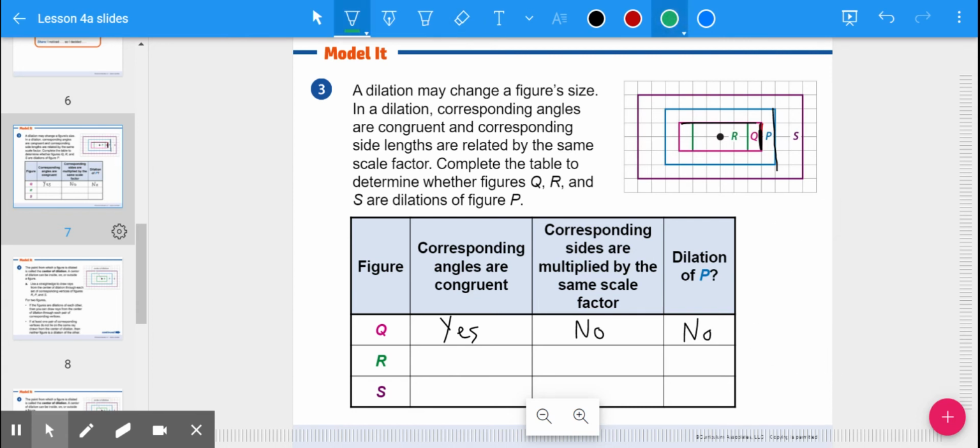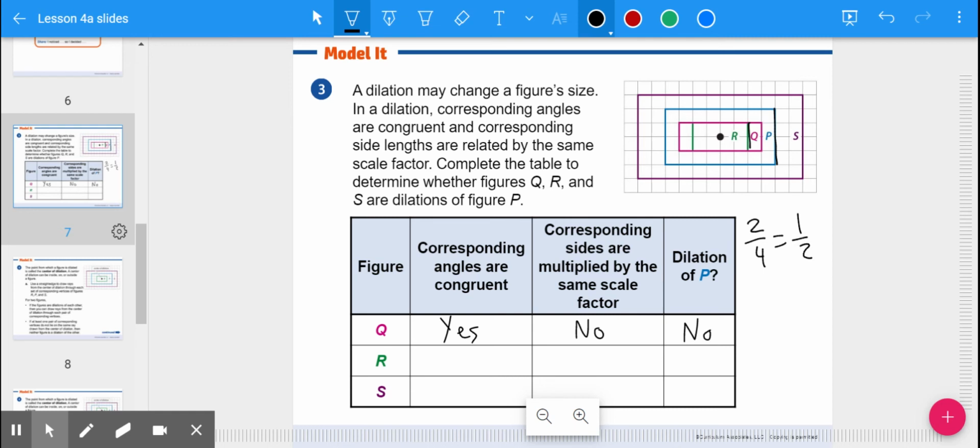Figure R is another smaller one. So we're looking at green here. Let's look at the side lengths. This is 2 and 4. So 2 to 4, that's good. That's 1/2. Got the same side lengths there.